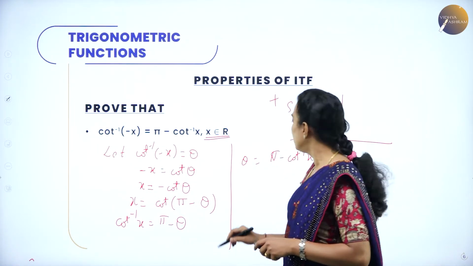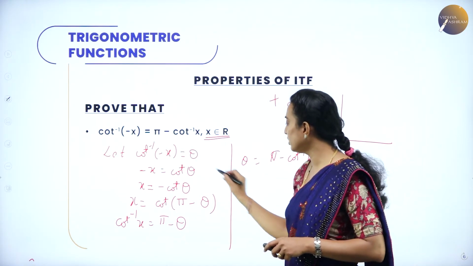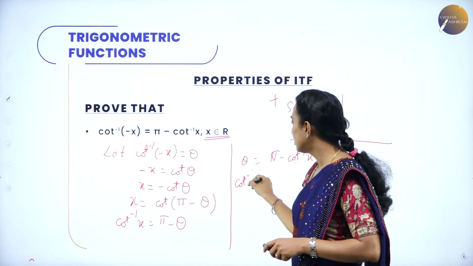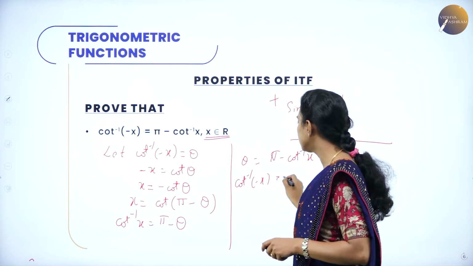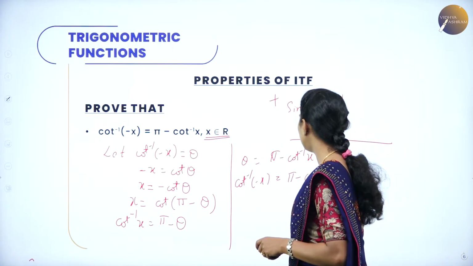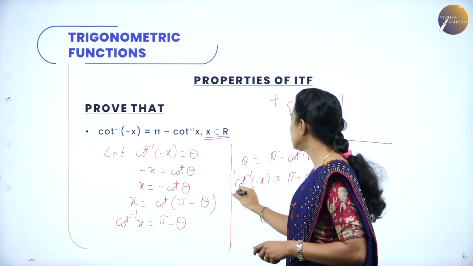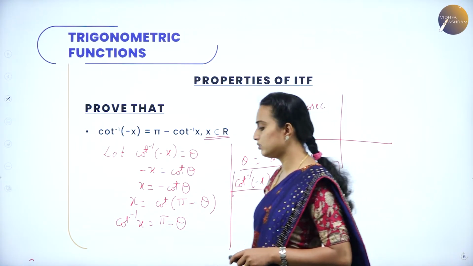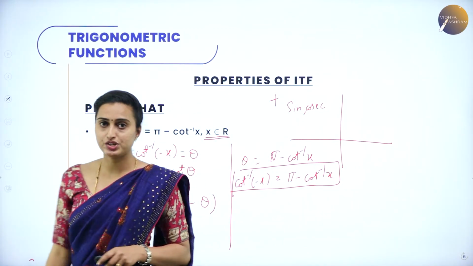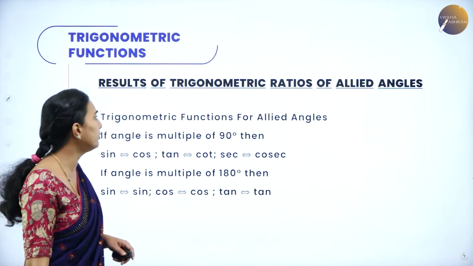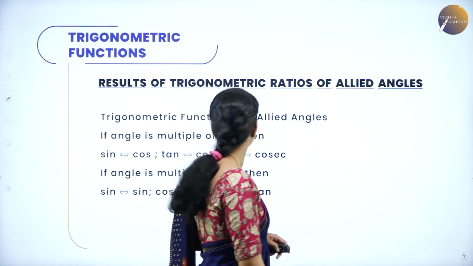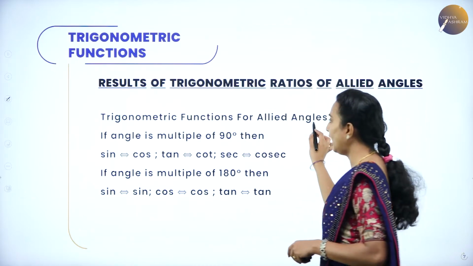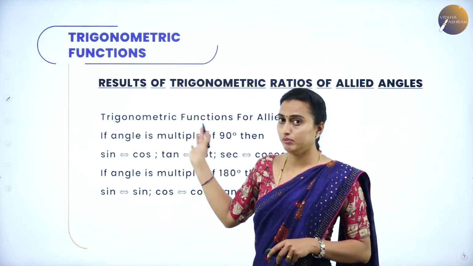Are you getting this? Now you are going to have theta is nothing but cot inverse minus x. Cot inverse minus x is nothing but pi minus cot inverse x. That's it. Okay. This is a proof. This will be asked in your examination for 2 marks. Next, we'll be moving on to the same, what I told, trigonometric functions for allied angles. If an angle, you can make a note of this.